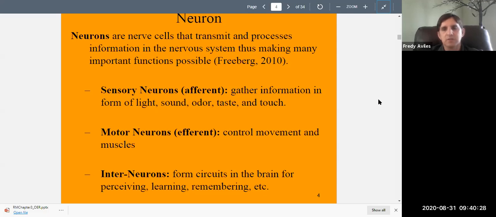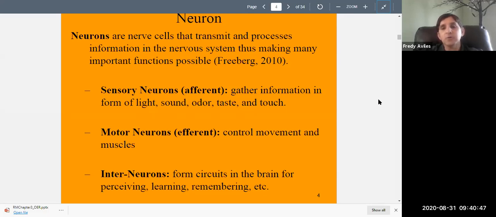You have cells that support neurons in a way, but we're going to focus on neurons. Neurons, you can call them brain cells or nerve cells. What do they do? Well, they transmit. In other words, they send and receive information. And they also process information. Some of them process information.